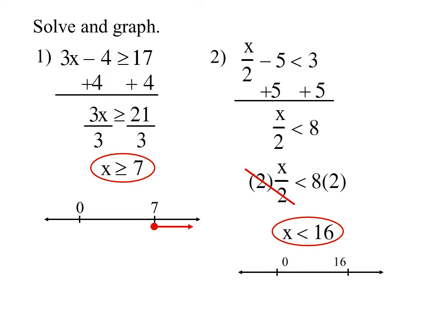So I am not going to number all the way to 16. Do I fill in the circle at 16? No, because there's no equal to. And which way will my arrow go, left or right? To the left. So we'll have an open circle, arrow goes to the left. By the time you're done with all these, we're going to have this all down.